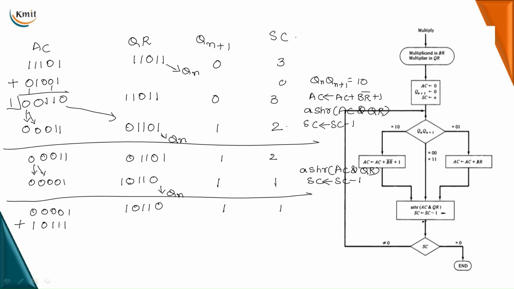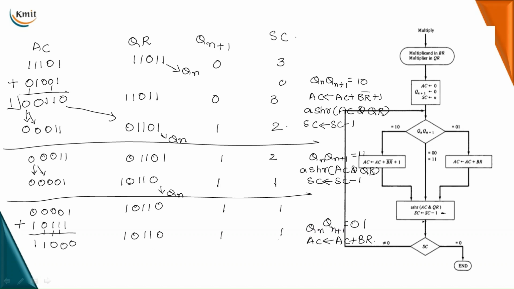111, add them. 10110. Here Qn Qn plus 1 is 1 1. Here Qn Qn plus 1 is 0 1. So AC implies AC plus BR.